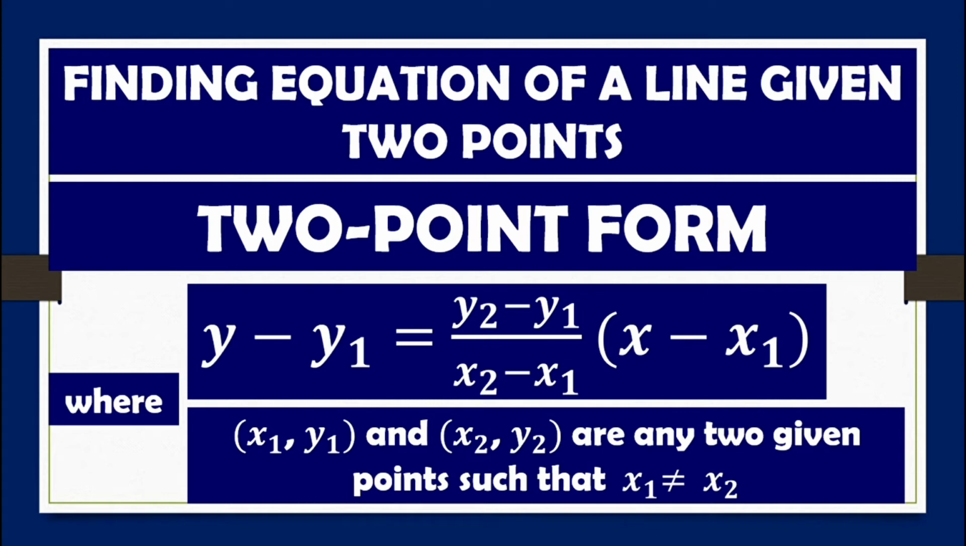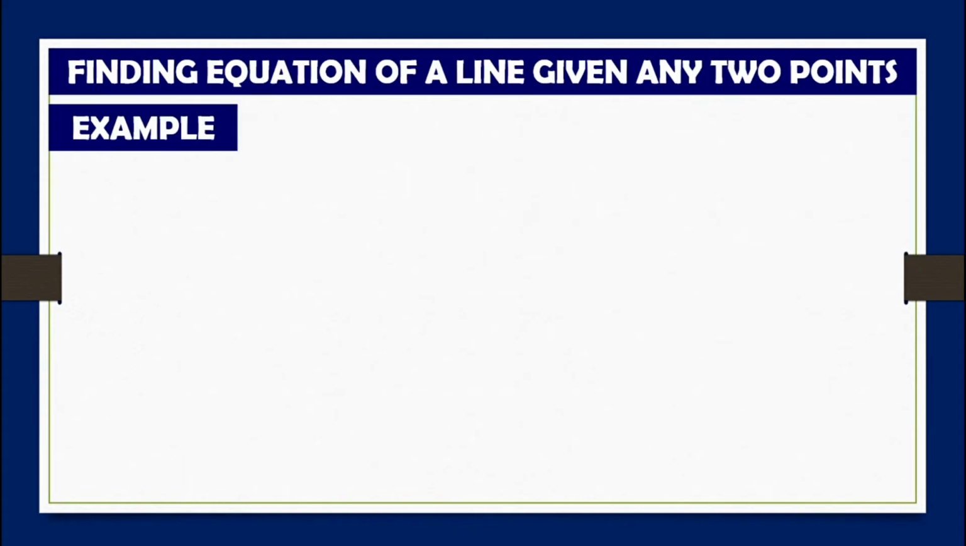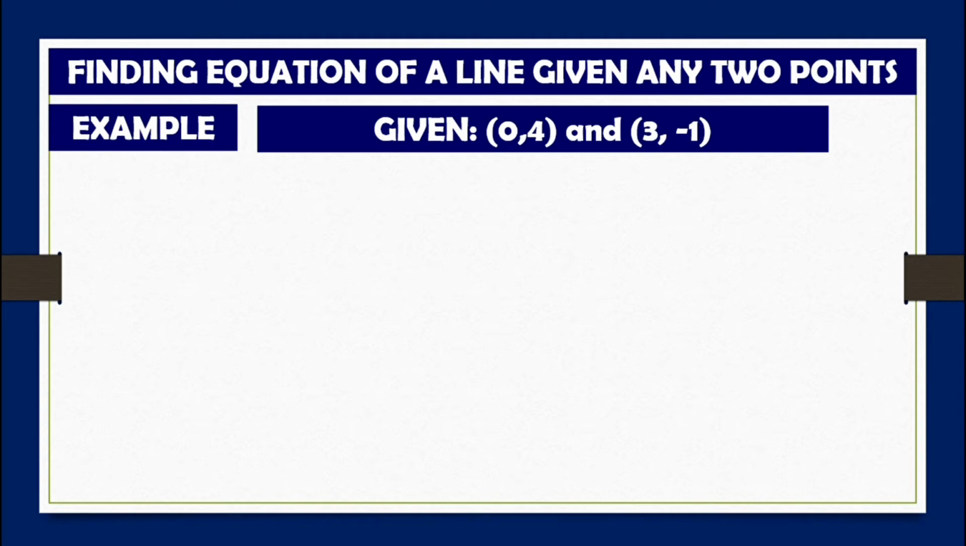And here, in our equation, the difference of x sub 2 and x sub 1 is very essential because if our denominator is 0, it will lead us to an undefined expression. So in this case, remember that x sub 1 must not be equal to x sub 2. Let us have our first example. Given coordinates of our points 0, 4, and 3, negative 1.